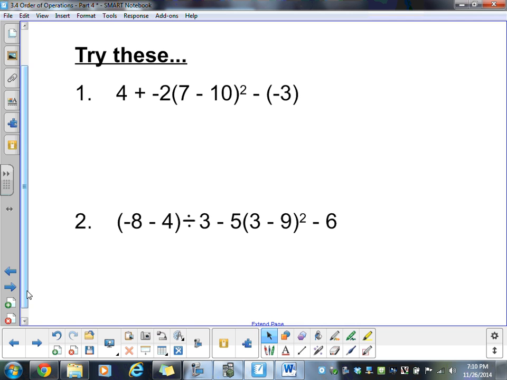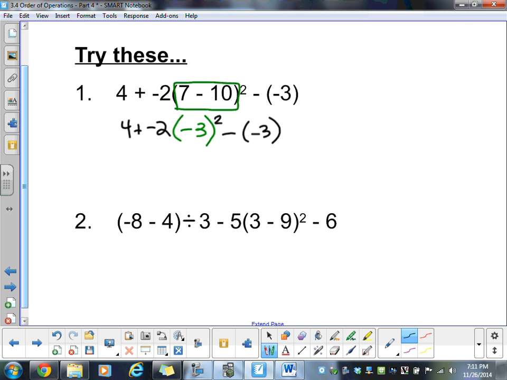Okay, number 1 has parentheses kind of in the middle of the problem. We've got this 7 minus 10, so I want to rewrite my 4 plus negative 2. And 7 minus 10: 7 good guys, 10 bad guys. That means I'm going to have 3 bad guys left. And I don't want to forget that that's squared. And then I have a minus and a negative 3 at the end of that problem. So I've done my parentheses.